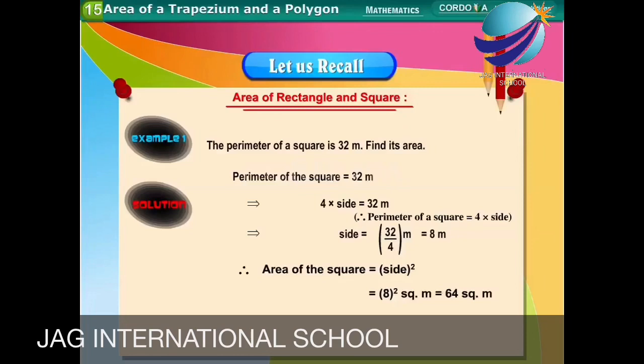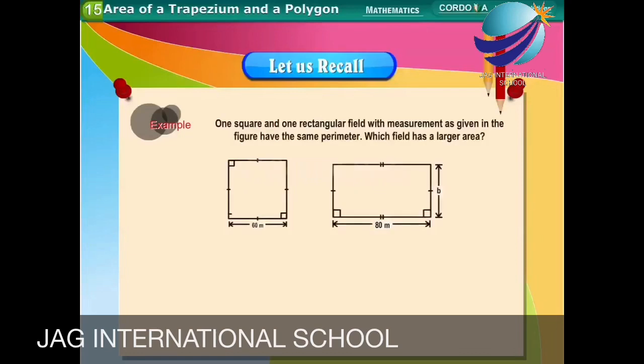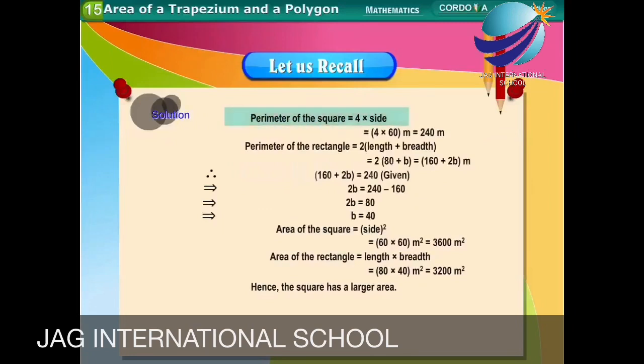which is equal to 64 square meters. Example, one square and one rectangular field with measurement as given in the figure have the same perimeter. Which field has a larger area? Solution, perimeter of the square is equal to 4 into side, which is equal to 4 into 60 meters, which is equal to 240 meters. Perimeter of the rectangle is equal to 2 into (length plus breadth), which is equal to 2 into (80 plus b), which is equal to 160 plus 2b meters.